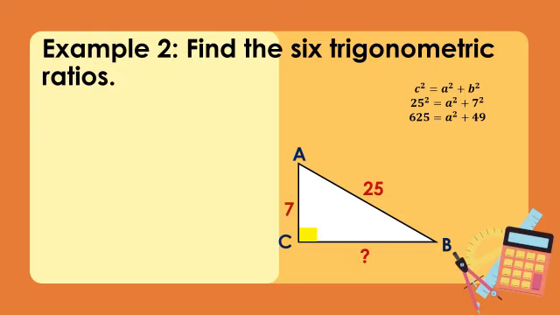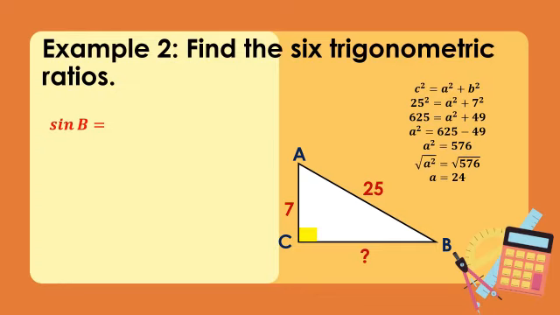Next is to evaluate. 25 squared is 625, which is equal to A squared plus 7 squared, that is 49. Combining like terms, we will come up with A squared is equal to 625 minus 49. That will become 576. So get the square root of both sides. So we have the square root of A squared is equal to the square root of 576. So A is equal to 24.